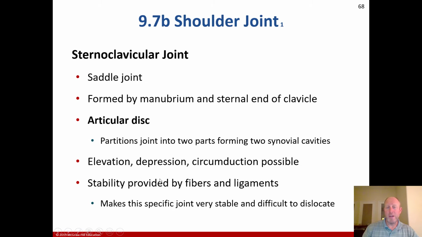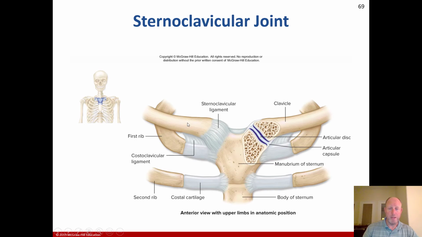Stability is provided by the fibers and ligaments. It makes the joint very stable, and it's difficult to dislocate, although it is possible, and people have done it. You have a sternoclavicular ligament right here. Here's your clavicle coming across here, the articular disc here, and then our articular capsule. The manubrium of the sternum here, the body of the sternum right down here. If you're looking at this from the anterior, the costal cartilage here. Here's a costoclavicular ligament, and this would be the first rib, technically the uppermost rib, and the second rib here.